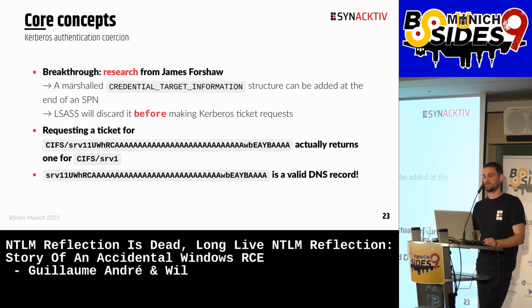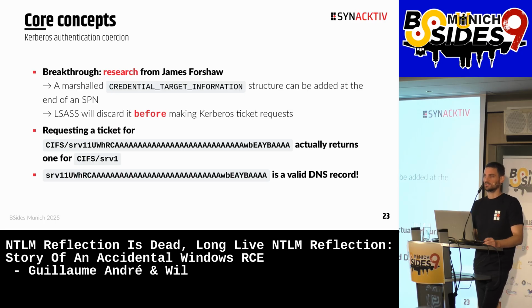Forshaw, discovered that a marshalled credential target information structure can be added to the end of a SPN. LSASS, during the authentication process, will discard it before making the Kerberos ticket requests. So actually, when you request a ticket for CIFS/SRV1 followed by the specific base64 encoded string, it will actually return a ticket for the SPN CIFS/SRV1. And that specific base64 encoded structure is the marshalled credential target information.